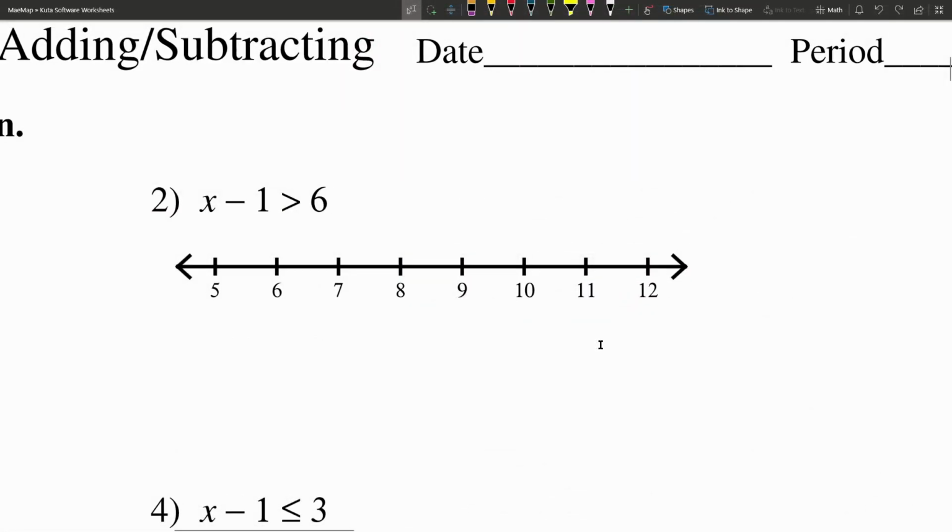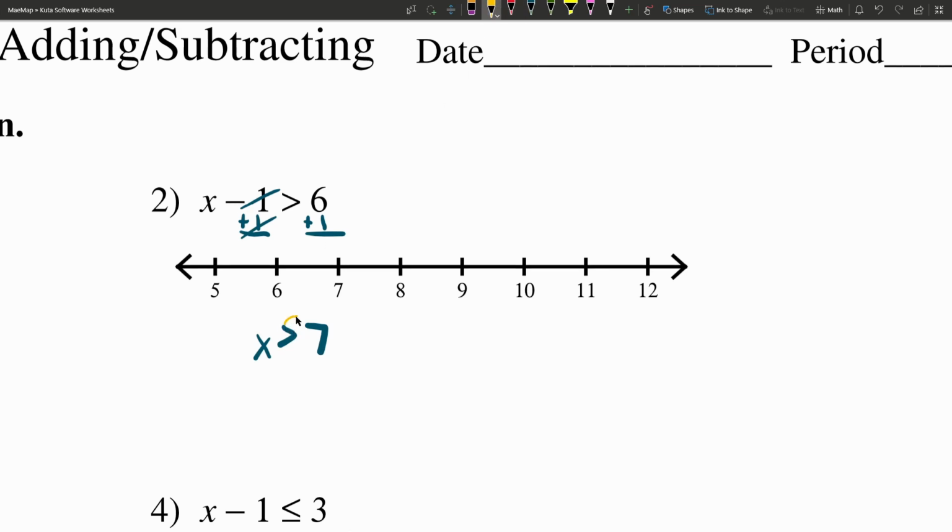In number 2, we have x minus 1 is greater than 6. What do we do? We need to isolate x. Because this 1 is subtracted, we're going to add it. And just like with an equation, we need to add it to both sides. Negative 1 plus 1, that's a 0. So we have x remaining on our left-hand side. Our symbol is a greater than symbol. And then we have 6 plus 1, which is 7. So right now we have x is greater than 7.